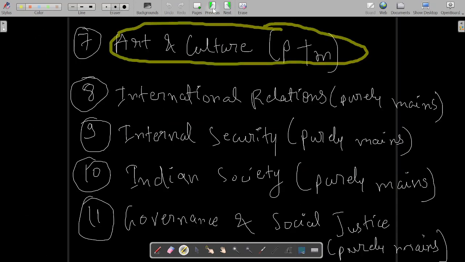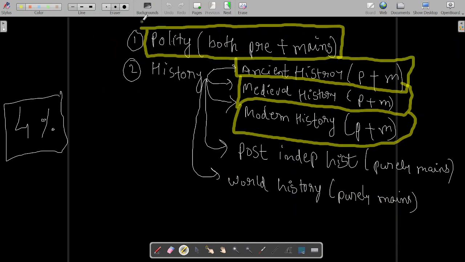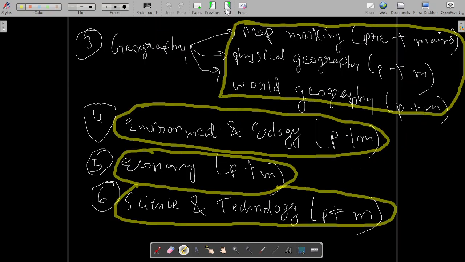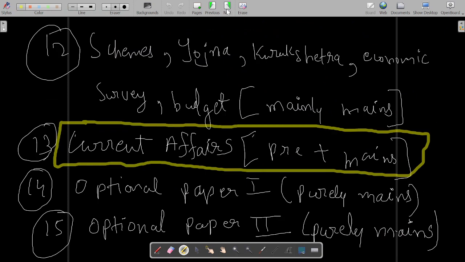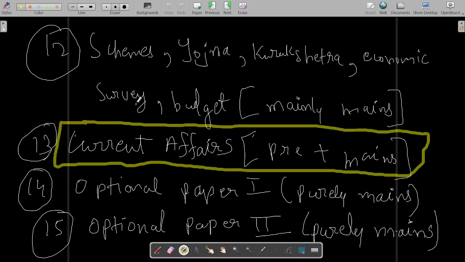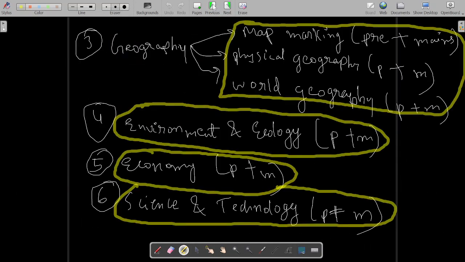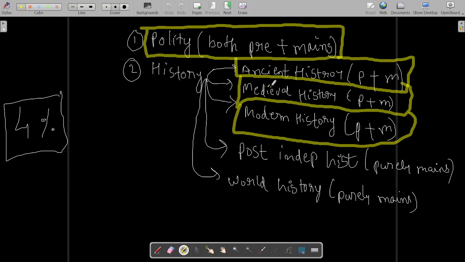If you want to qualify PT, then these yellow ones should be clear. You should have a good hold over these yellow marked boxes. For example, this yellow marked box contains current affairs, so you should have a good hold over it. Art and culture, good hold. Science and technology, good hold. Polity, good hold over it.